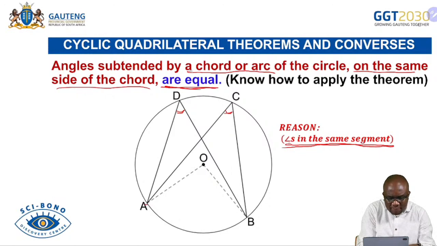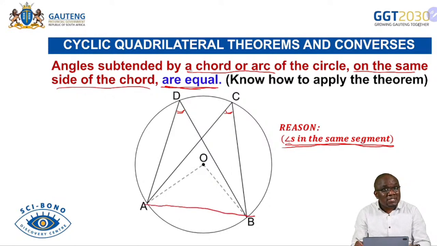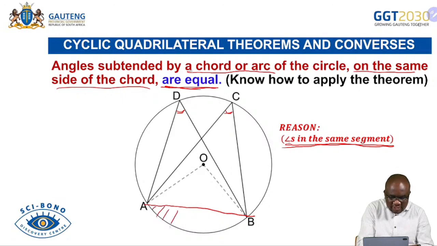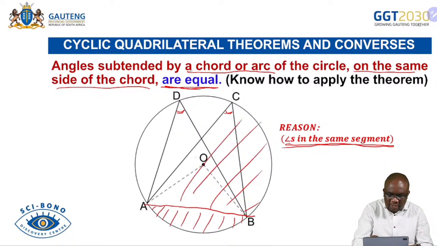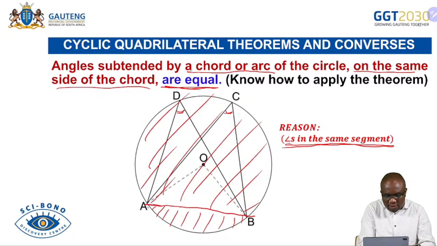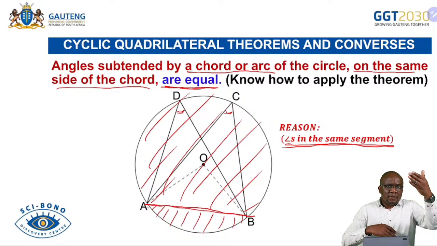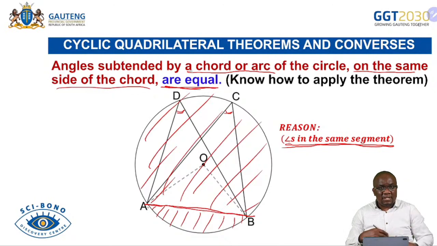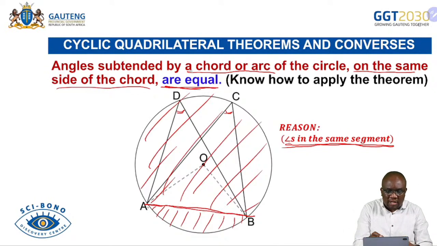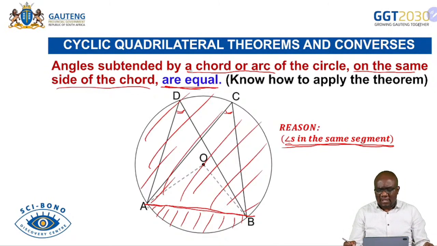Are they in the same segment? Remember, we talked about segment when we talk about the features of what? Of a circle. Right. This is the segment. The minor one. Then the major one. Another segment. You see that? This is the segment. So now they are in the same segment. The chord divides the segment, okay, to a major segment and minor segment. You see that? Okay. So now there are angles in the same segment.